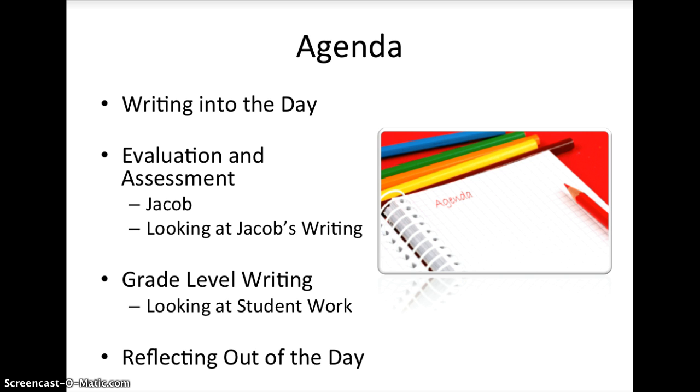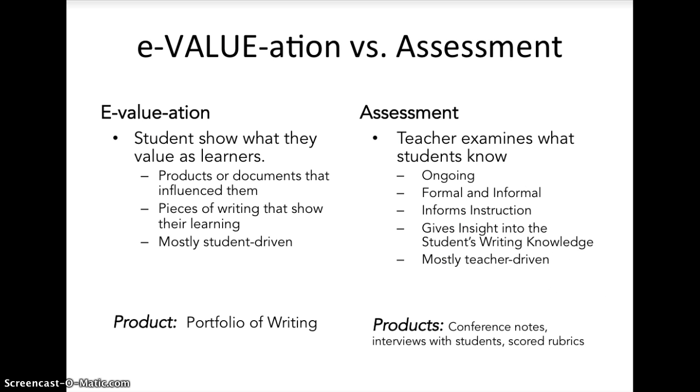So our agenda is we're going to write into the day, then we're going to discuss what evaluation and assessment is. I'm going to have you look at one particular student and analyze his writing based on what you see. Then I'm going to have you look at specific grade level writing. So I'm going to have you look at your own grade level that you teach, but also look at some other grade levels so you can see the variance within them. And then we're going to reflect out of the day. So let's go right into it.